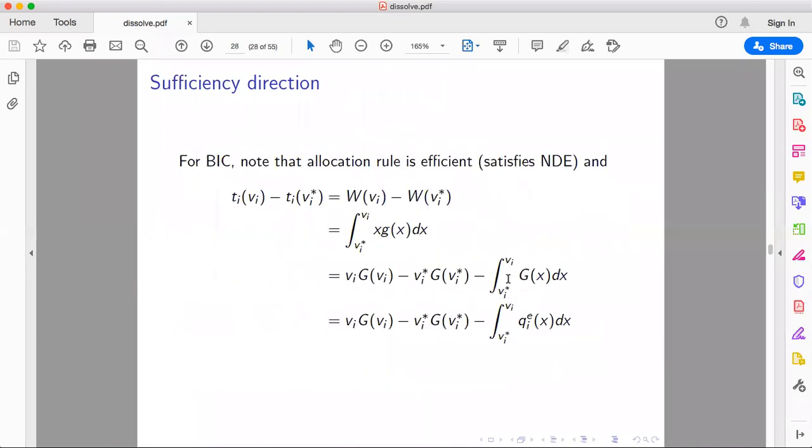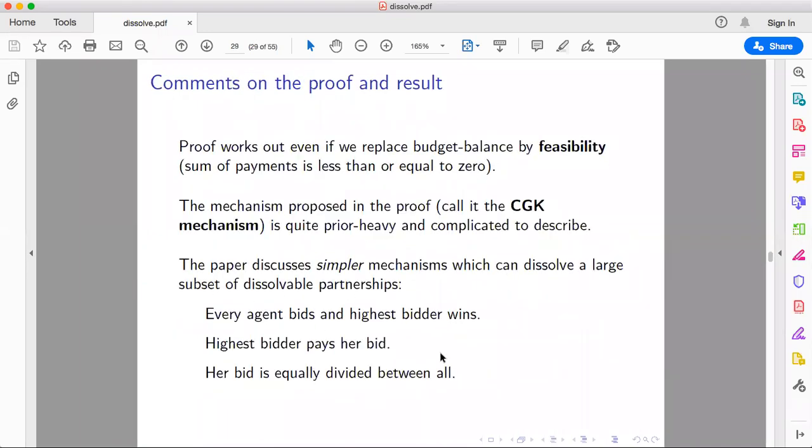And what is an example of a simpler mechanism? Here is one example. Every agent bids for the object. The highest bidder is given the entire object. So that's achieving efficiency in some sense. The highest bidder wins, and the highest bidder pays her bid, and then her bid is equally divided between all the agents. Of course, this is an indirect mechanism.